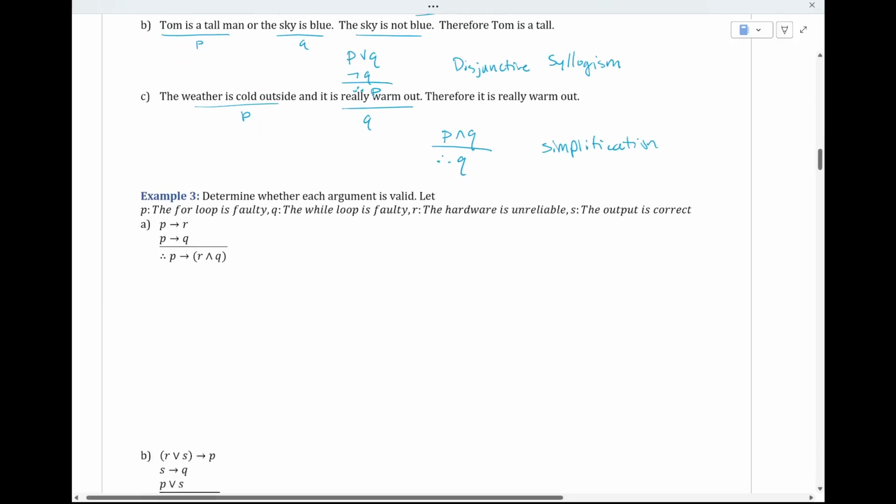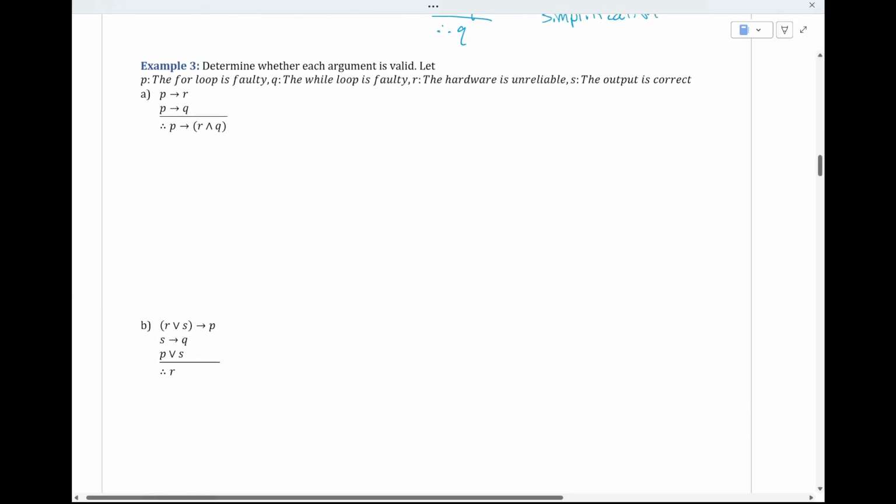All right, example 3. Determine whether each argument is valid. P is the for loop is faulty. Q, the while loop is faulty. R, the hardware is unreliable. And S, the output is correct. Our argument is P implies R. P implies Q. Therefore, P implies R and Q.